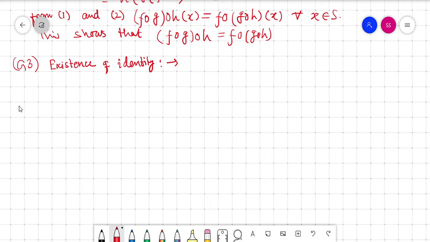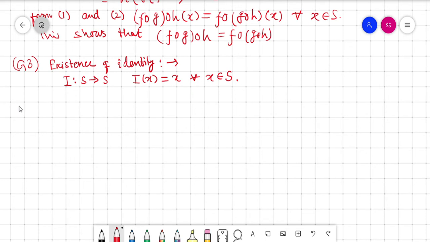But the identity mapping will be the identity of Sn with respect to composition only if this identity belongs to Sn. So we have to check whether the identity mapping belongs to Sn or not. The identity mapping is the mapping defined from S into S, and it is defined like this: I of x is equal to x for all x belongs to S. It is our identity mapping.